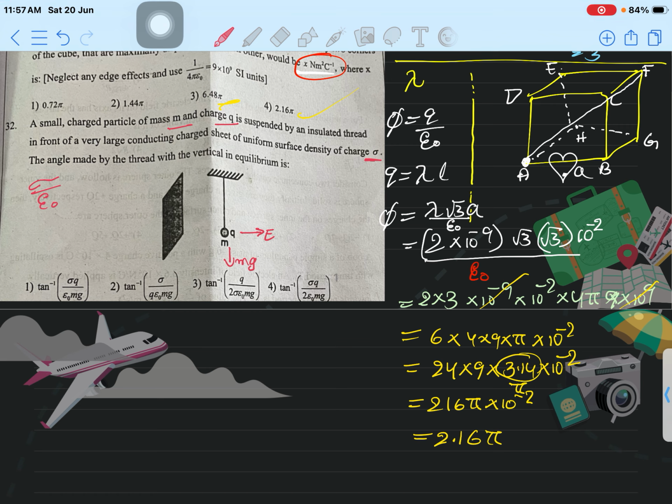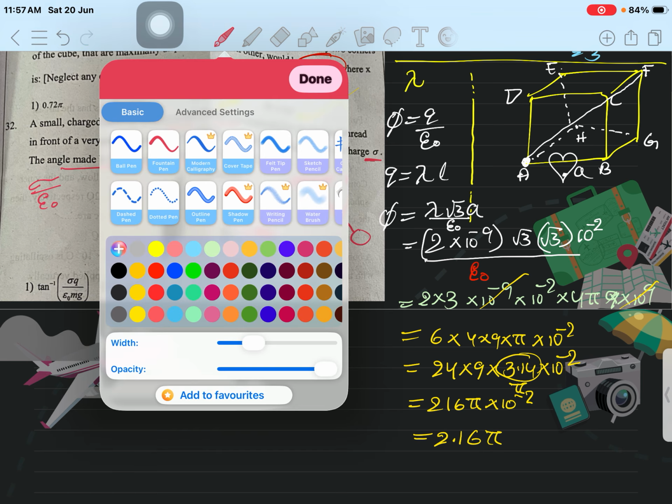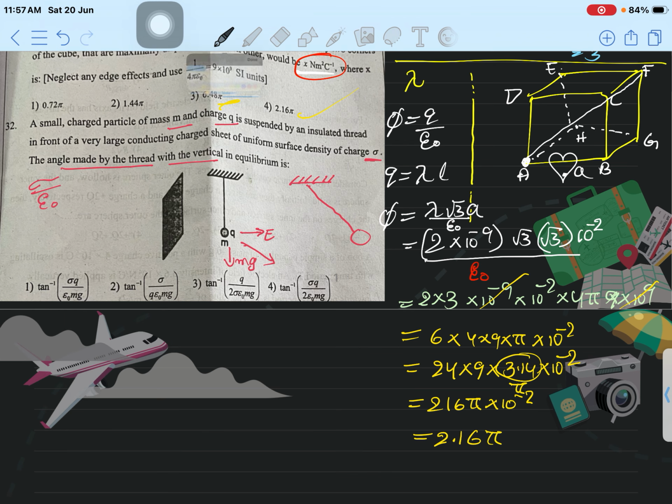Now they are asking, what is the angle made by thread with the vertical in equilibrium? For example, because of these two forces, net force will be somewhere in between E and mg. It will be exactly 45 degrees. That means this ball, because of its weight and the force created by the electric field, will get into a direction where net force will be there, sir. Now they are asking, what is this angle?